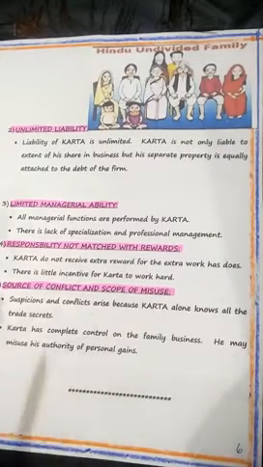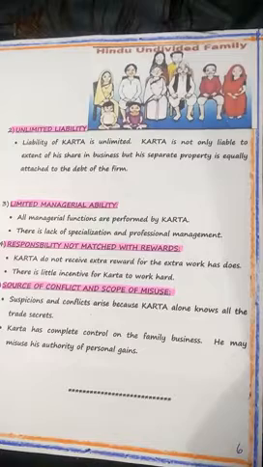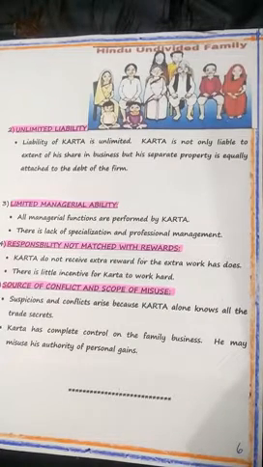So there are five drawbacks which you have seen: limited capital, unlimited liability, limited managerial ability, responsibility not matching with rewards, source of conflict, and scope of misuse. There are five disadvantages or demerits. This ends the chapter on joint family business, also called Hindu undivided family business.